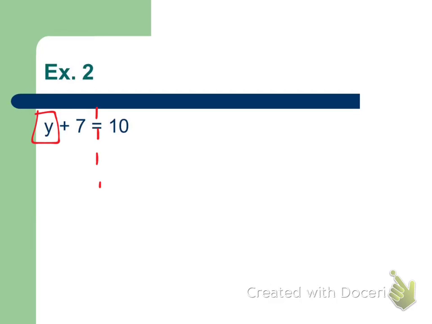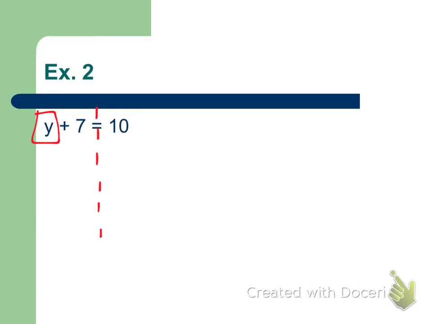Alright, number 2. This time my variable is a y, so I put a box around that. I put a dash through my equal sign so I can tell where my two sides of my equation are. Houston, what do you think I need to do next? Well, I want my variable alone. Right now I'm adding 7 to my variable. So what's the inverse of adding 7?